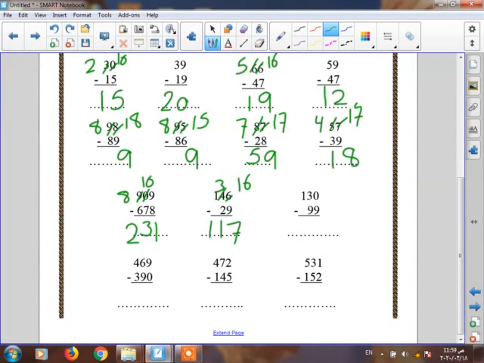130 minus 99. I start from ones. 0 minus 9. No, we can't. What I do? Borrow 1 from 3. 3 becomes 2 and 0 becomes 10. 10 minus 9 equal 1. 2 minus 9. No, we can't.